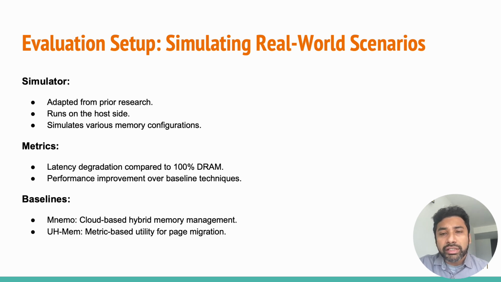The evaluation metrics include latency degradation compared to a system that uses 100% DRAM memory, and performance improvement over the baseline techniques like NeMo, a cloud-based hybrid memory management tool proposed earlier, and UHMem, a metric-based utility for page migration. These two were used as baselines.